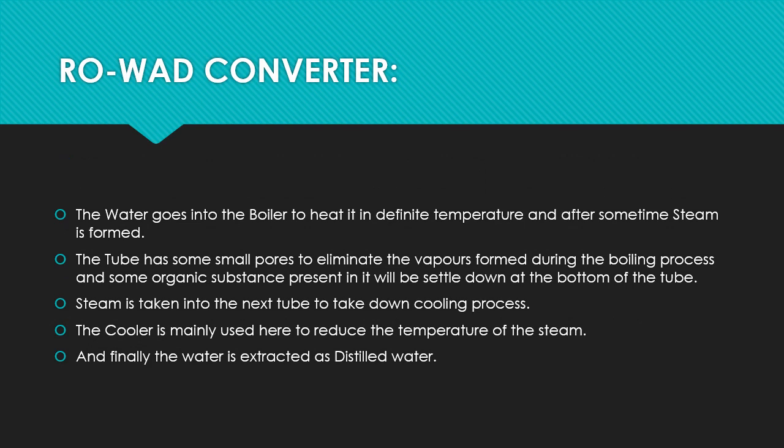And next, the water goes into the boiler to be heated to a definite temperature, and after some time steam is formed. The tube has small pores to eliminate the vapors formed during the boiling process, and some organic substance present in it will settle down at the bottom of the tube. Steam is taken into the next tube for the cooling process. The cooler is mainly used here to reduce the temperature of the steam. And finally, the water is extracted as distilled water.